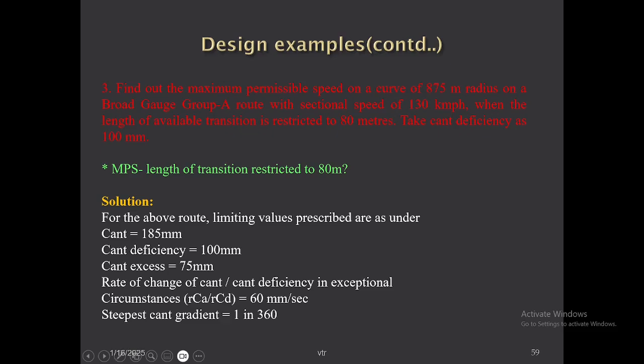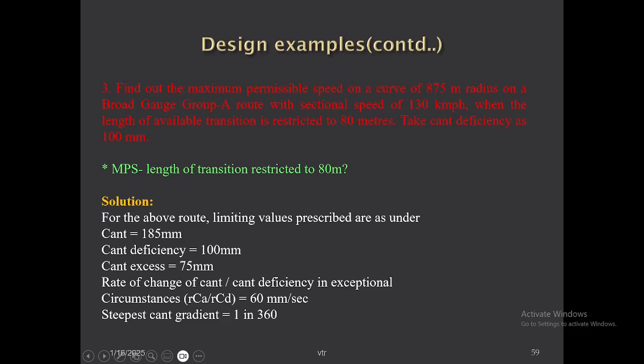The maximum permissible speed on the curve, they have given radius of curve 870 meter, and they asked for the maximum speed. The length of transition here is restricted to 80 meter, so we can't provide more than 80 meter. The section speed is 130 kmph, and cant deficiency we can avail up to 100 mm. In this condition we have to calculate the maximum speed.